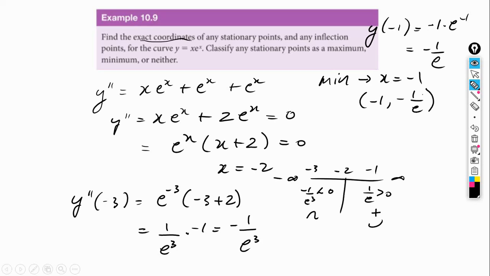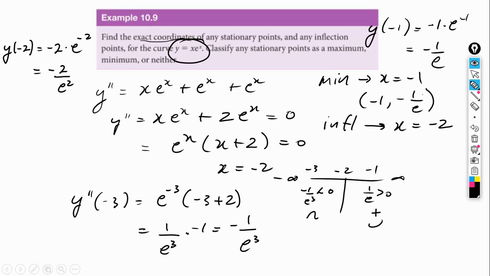And then the inflection point, so we have an inflection when x is equal to negative 2. So we would proceed in the same manner. We would have to plug in negative 2 in the original function. So what is y of negative 2? It's simply going to be negative 2 times e to the minus 2. Therefore, negative 2 over e squared. And then that means that the inflection point will be minus 2, comma, negative 2 over e squared. And then we're going to show the verification of this on the graphing calculator.